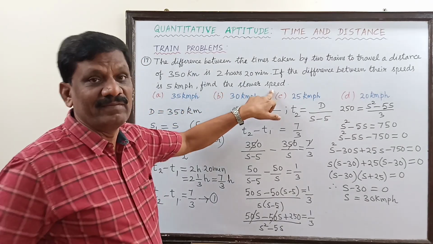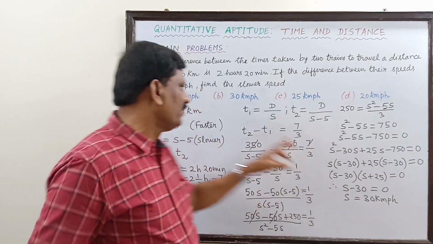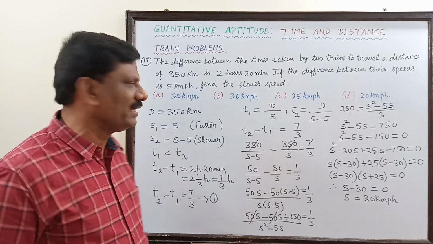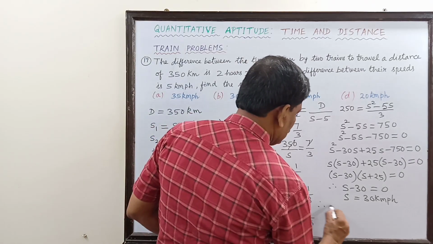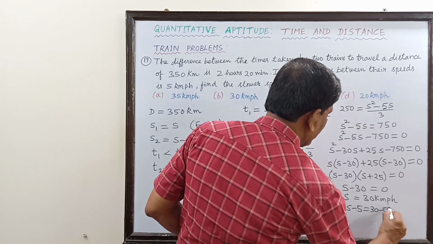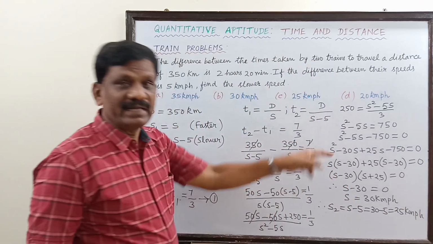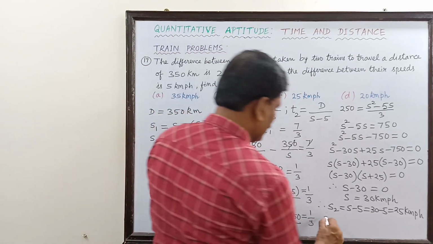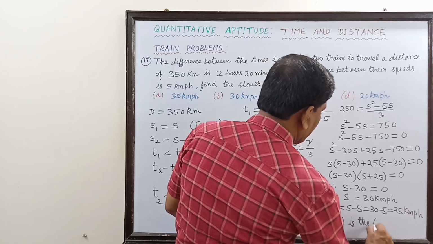Here we should be very clever in picking the answer. Some students, immediately after finding the value 30, will go for option B. But actually the question is to find the slower speed, is it not? So what is the slower speed? S2 is equal to s minus 5, which is 30 minus 5, equal to 25 km per hour. This is the correct answer. This is the slower speed. So option B must be the correct answer.